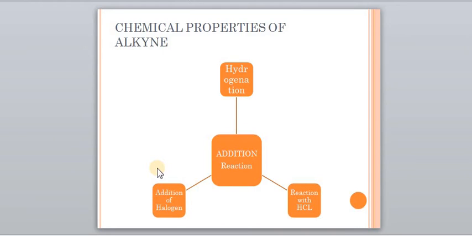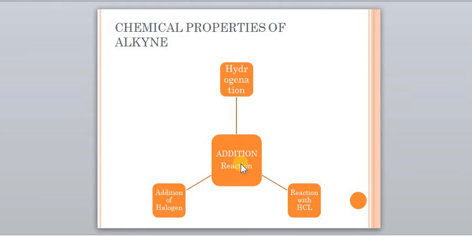In the previous video, we discussed the lab preparation of ethyne gas, also known as acetylene gas. So today we're going to discuss the chemical properties of alkyne or acetylene. First of all, you must remember that double bond and triple bond hydrocarbons undergo addition reaction, and alkanes undergo substitution reaction. So it's an addition reaction.